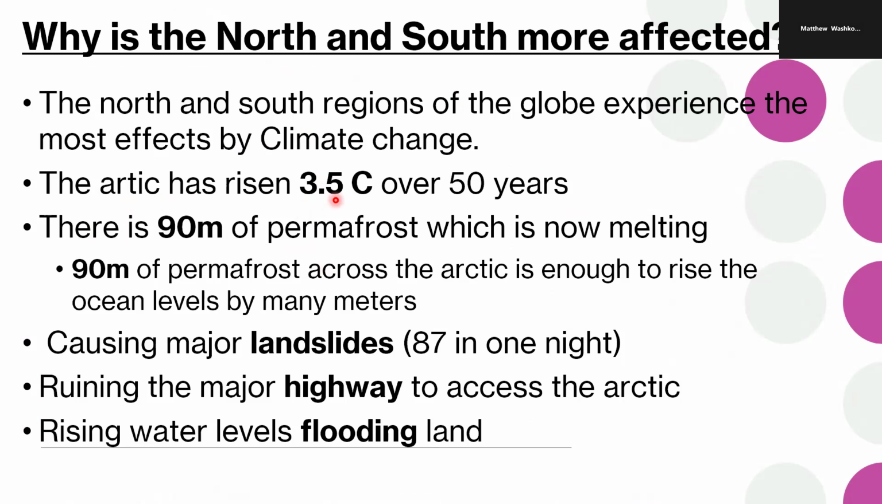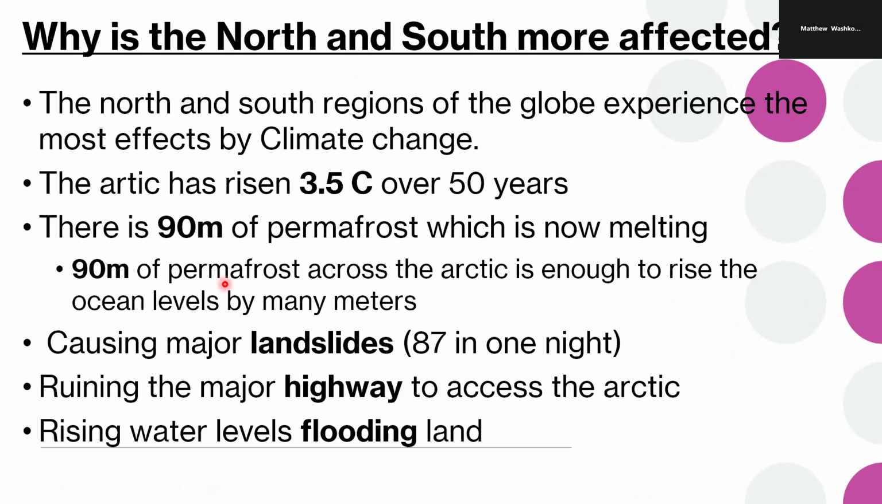What is permafrost? Permafrost is that moisture that's locked away in the earth. So it's ice inside the earth. So we've now penetrated 90 meters into the surface of the earth in traditionally permanently frozen areas. When that permafrost melts, that will raise the ocean by many levels.